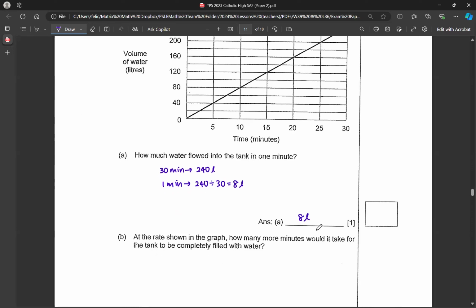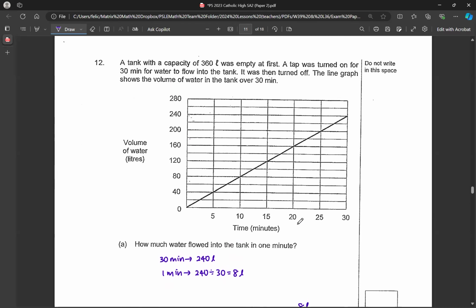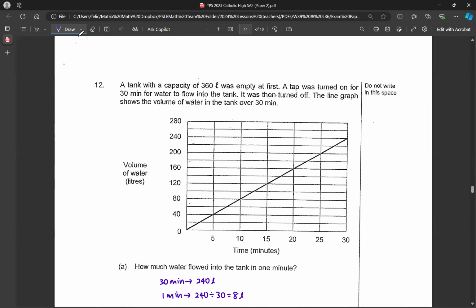All right, so 8 liters, that's the answer. Now at the rate shown in the graph, how many more minutes will it take for the tank to be completely filled with water? Do not forget, when they say completely filled, it means the maximum capacity. Your maximum capacity, remember from previously, is 360 liters.